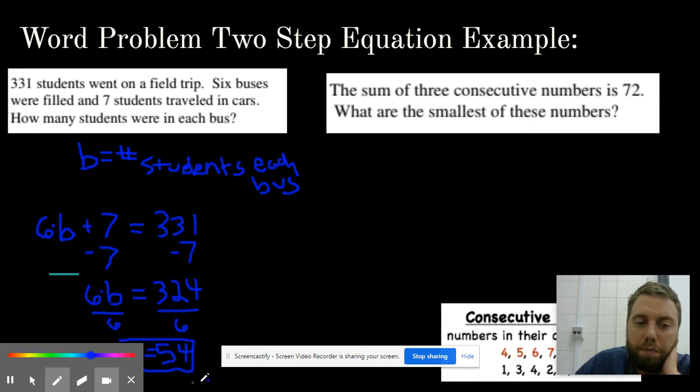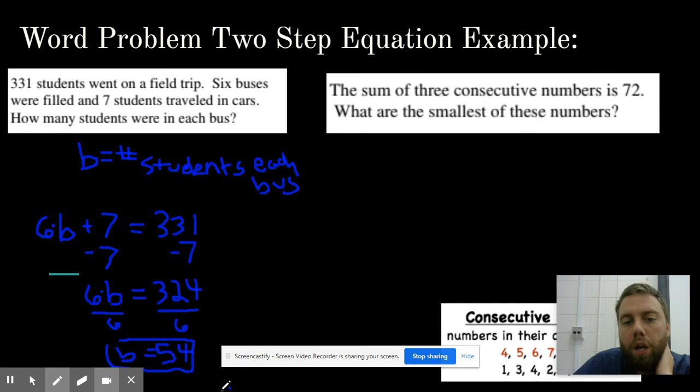Now, it's important when we do these problems, once we find a solution, especially with word problems, does your solution make sense? We were trying to find how many students were in each bus. Does it make sense that there'd be 54 students in a bus? Yeah, totally legitimate. Buses are pretty big these days, right?